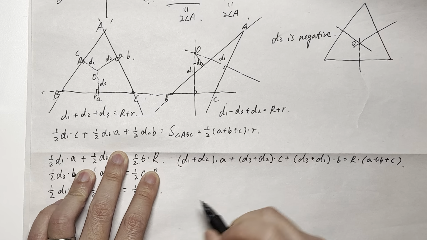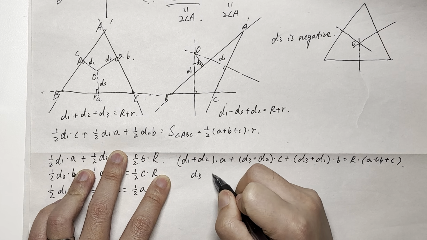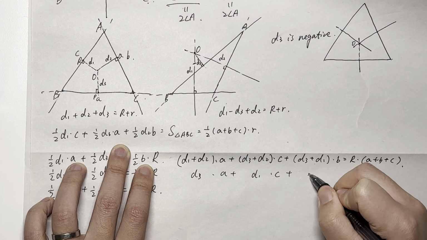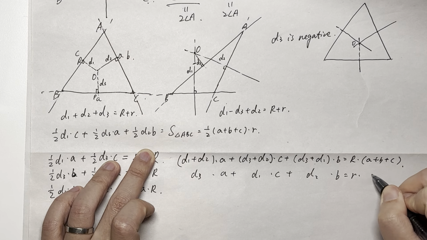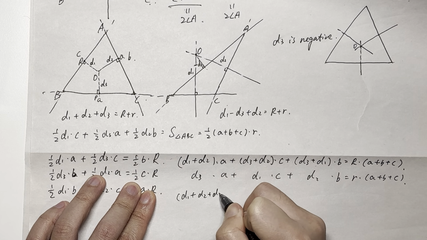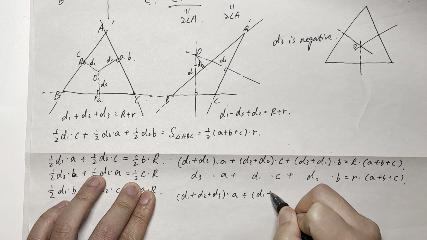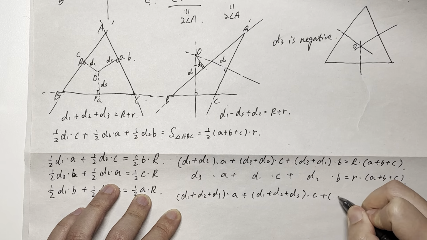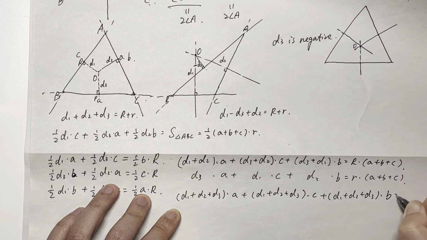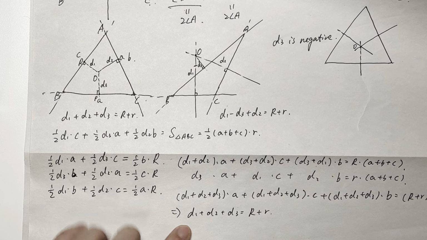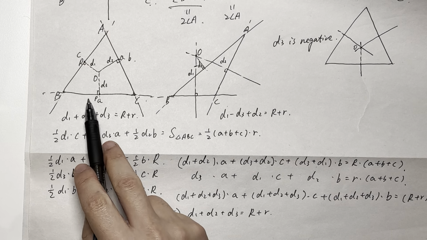And notice that for this one, we have D1 times A plus D1 times C plus D2 times B equals R times (A plus B plus C). So if we add them together, we get (D1 plus D2 plus D3) times A plus (D1 plus D2 plus D3) times C plus (D1 plus D2 plus D3) times B equals R plus R times (A plus B plus C), right? Which means D1 plus D2 plus D3 equals R plus R. Right, that's for the acute triangle case.